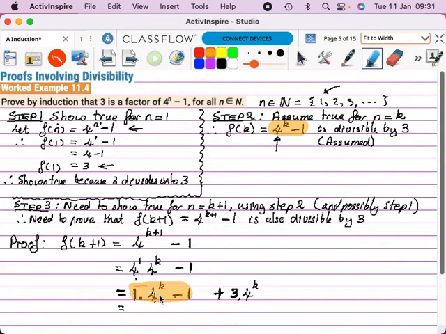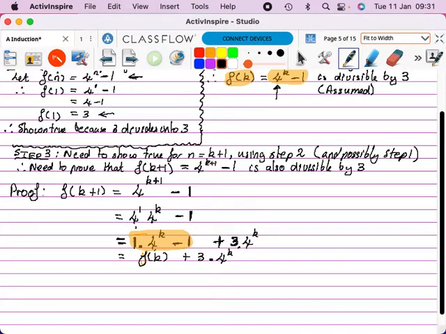This is step 2. And what is step 2 equal to? Step 2 is equal to f of k. So you can put that in now. You can now replace this with f of k plus 3 lots of 4 to the power of k. Now, what do I know about this item here? Well, I know from step 2 that this is divisible by 3.